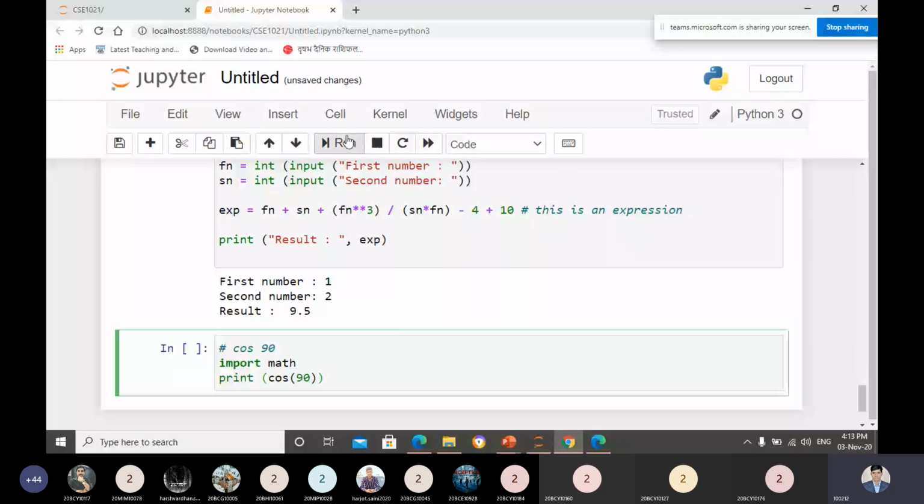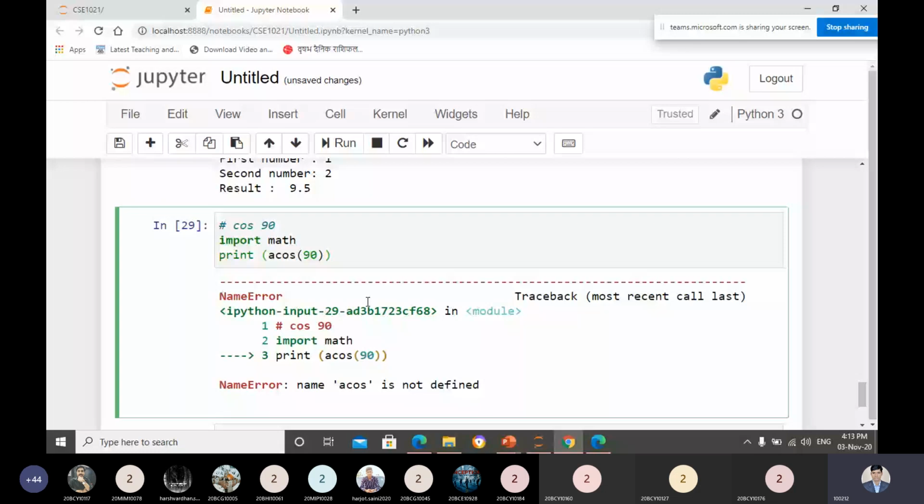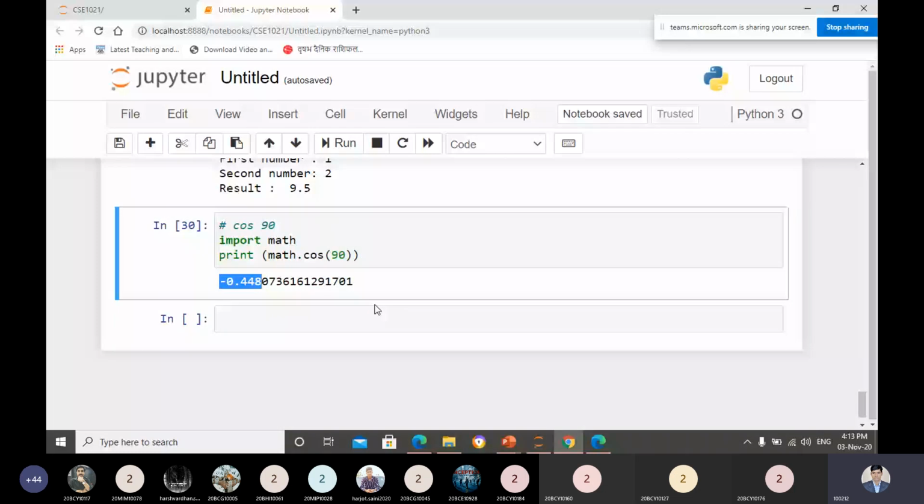Let me check cos. Okay, sorry. I need to use the math module. Yeah, it's a negative something. This is the cos value. So we need to check this one again. What input are we giving to cos, is it a radians value or a degree value? It could be a radians value. So that's why we are getting the result of minus 0.4.